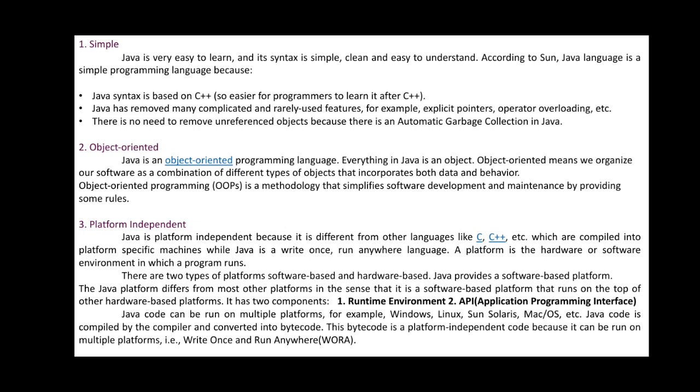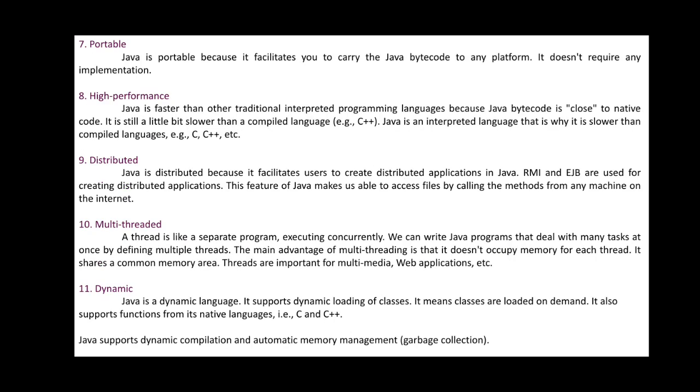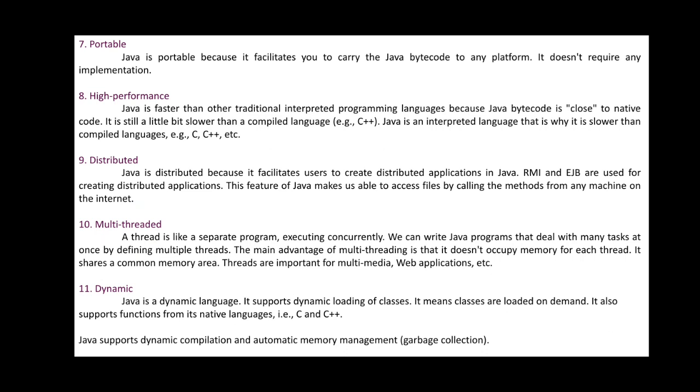Within that, the first ones you have seen are the simple feature, object oriented, platform independent. Then, proceeding with the next slide, secure, robust, and architectural neutral, or structural oriented. Then you moved to the next ones: portable, high performance, distributed, multi-threaded, and dynamic. These are all the different things you have seen in the previous class.